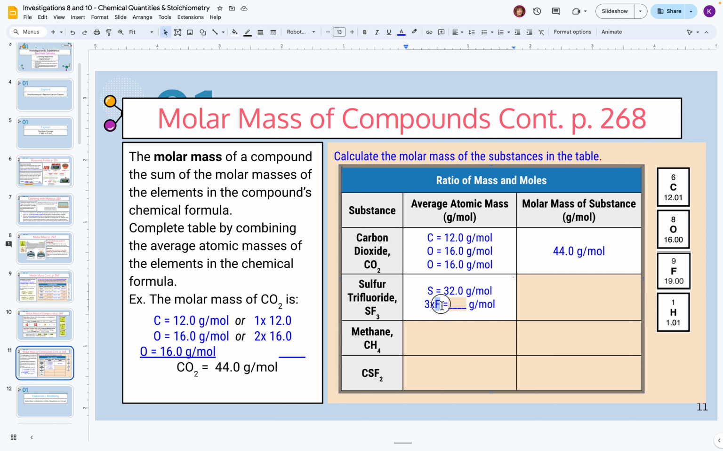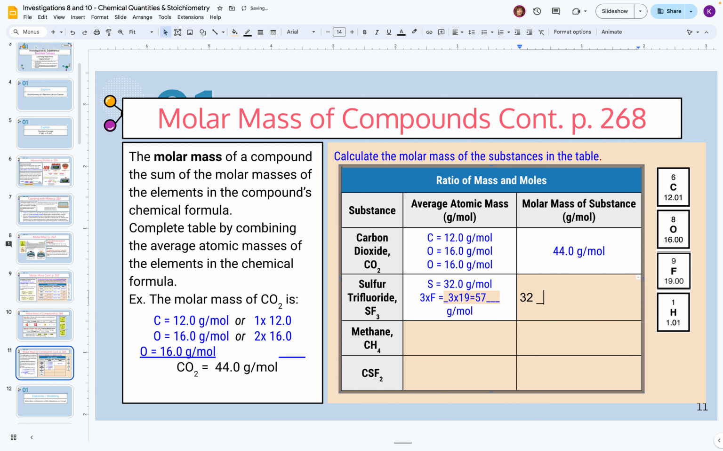So here's F. I'm in the second row for sulfur trifluoride. I look over to the far right and I see it's 19. So I'm going to do 3 times 19 and say that's equal to 57. Let's see, 27, 57, yes. And then I've got to add those together. So I'm going to do that over here.